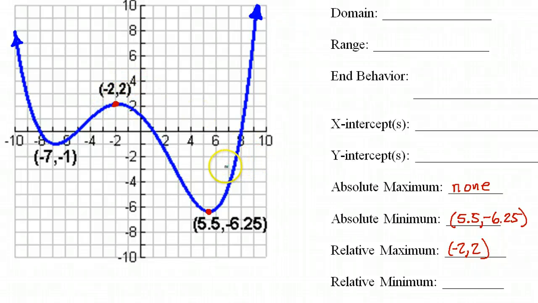A relative minimum would be a point that's at the bottom of a valley, at the bottom of a dip, that's not the lowest point on the whole graph. That would make it the absolute minimum. But here we have a point that's at the bottom of this dip, but it is not the lowest point on the whole graph. So instead of the absolute minimum, we call a point like this a relative minimum. So there is a relative minimum at -7, -1.